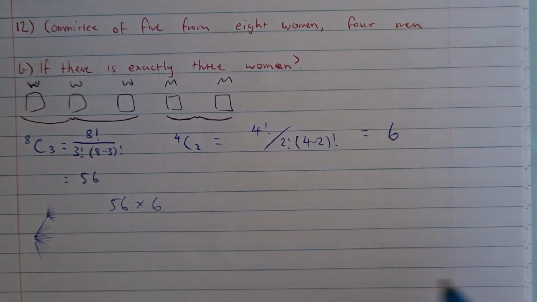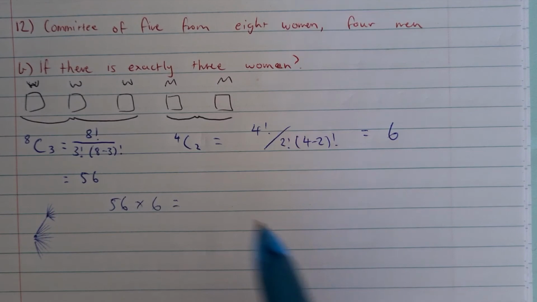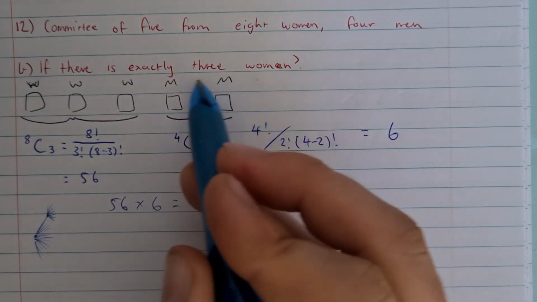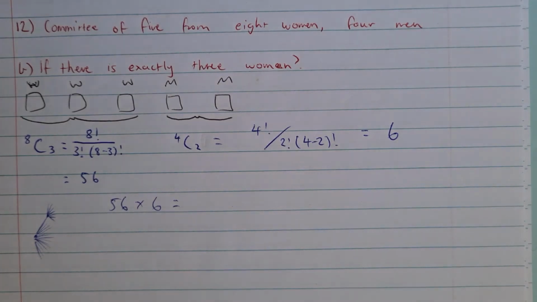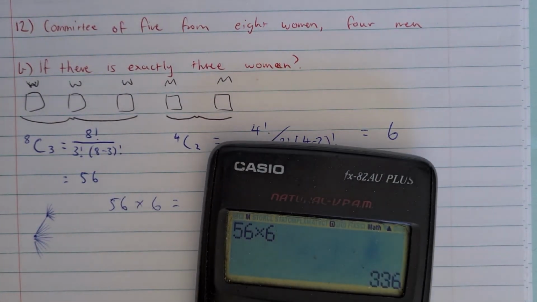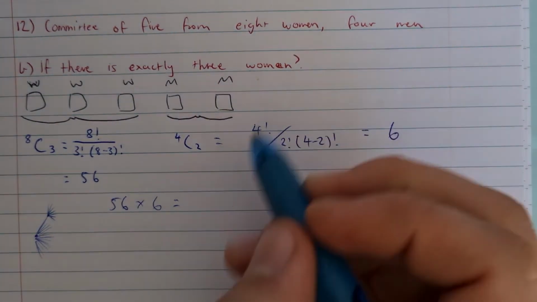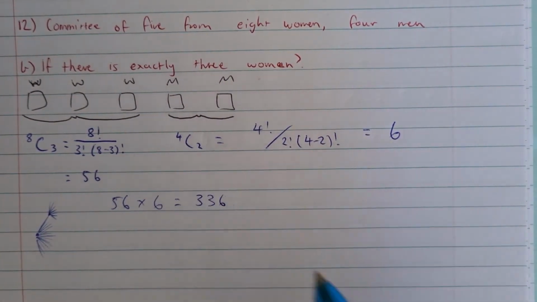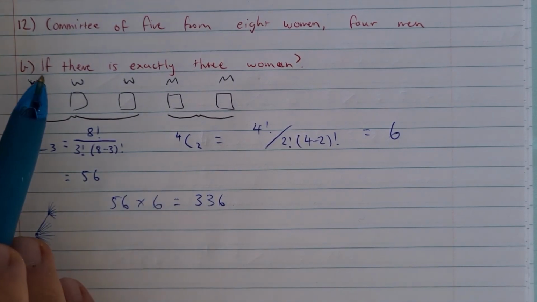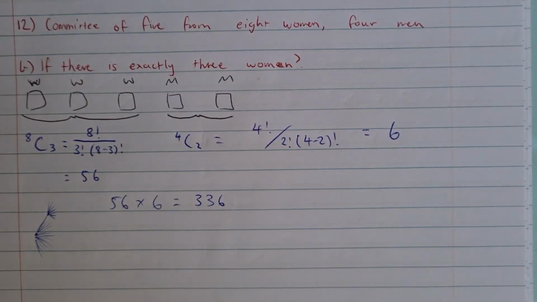So we're using the multiplication rule here. We start with 56 options, and then we have 6 more options after that. 56 times 6 is 336. So there are 336 different ways that you can choose a committee of 5 people from 8 women and 4 men, where there's exactly 3 women.